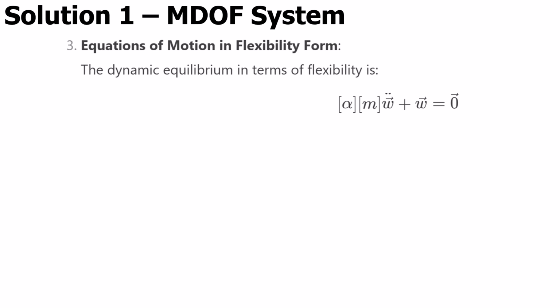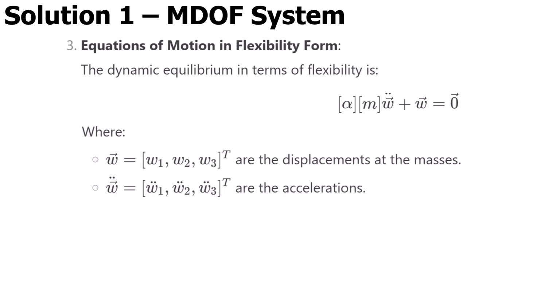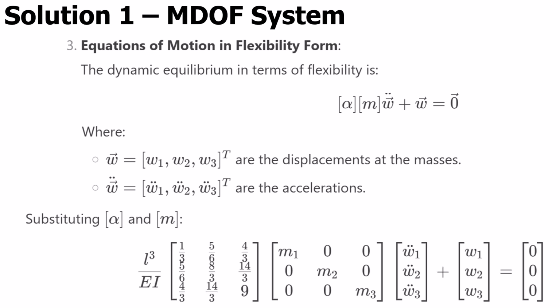Now, for the equations of motion in flexibility form, the dynamic equilibrium in terms of flexibility is found using Newton's second law. We get flexibility multiplied by mass times acceleration plus displacement is equal to 0. So this elegant equation allows engineers to predict vibrations and design wings that survive storms. So substituting alpha and m, this is what we end up having.